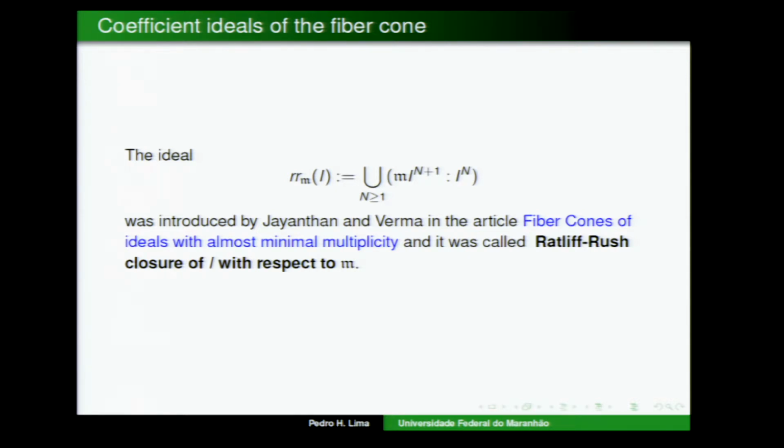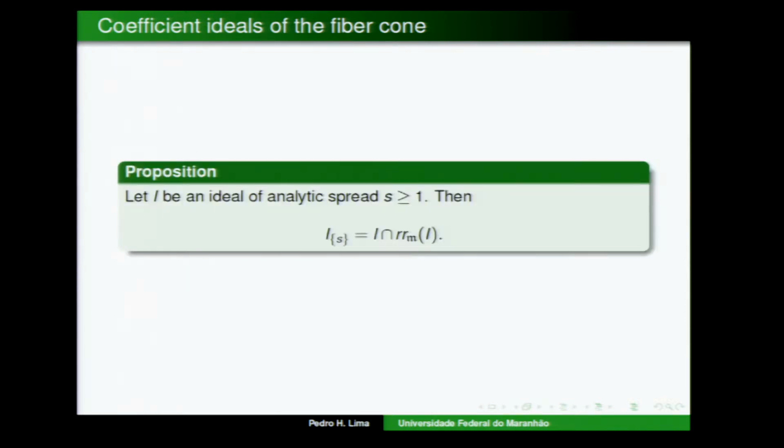closure ideal of I was introduced by Jaiswal and Verma in the article Fiber Cones of Ideals with Almost Minimal Multiplicity. It's very similar to the usual Ratliff ideal, except that here we put an M. Okay? And then we used this ideal to prove that the first one in the chain, let's write here our chain.